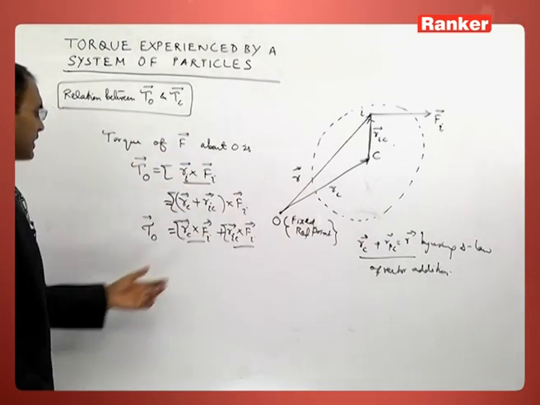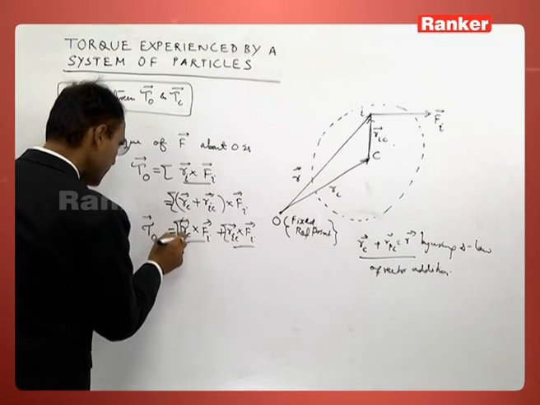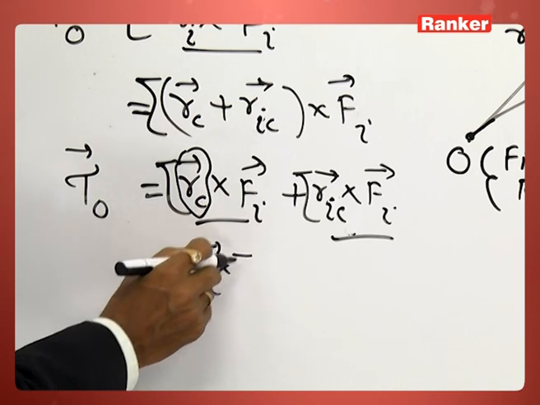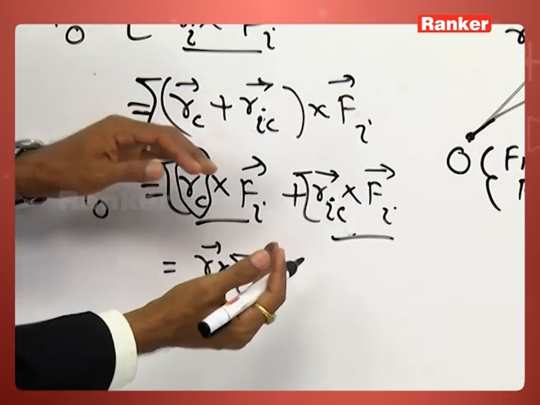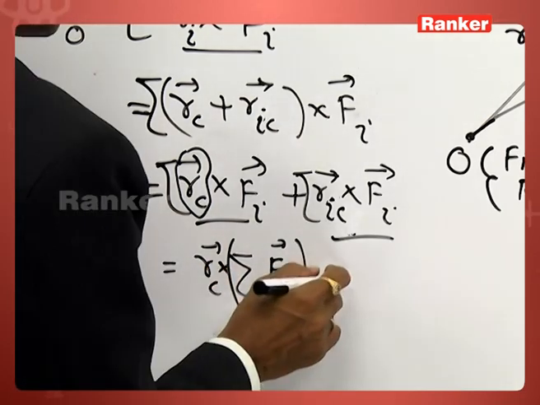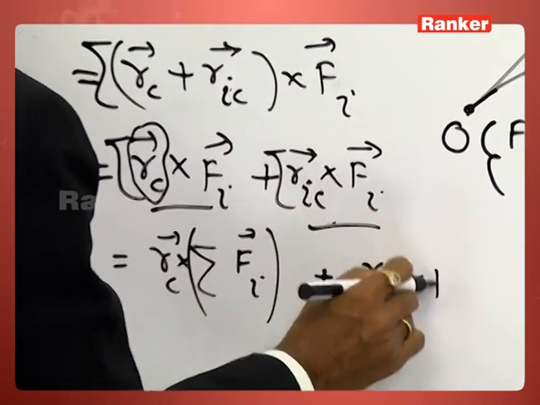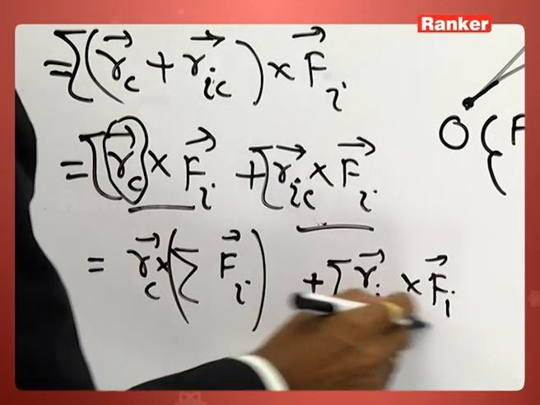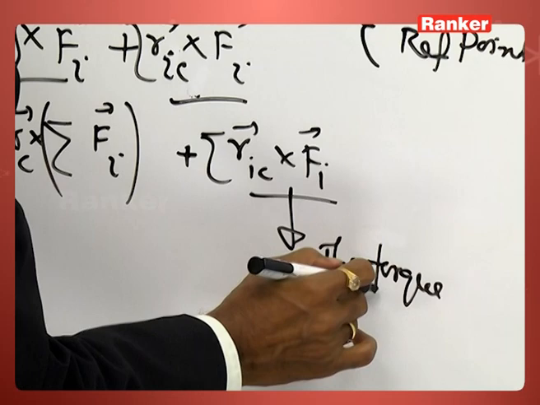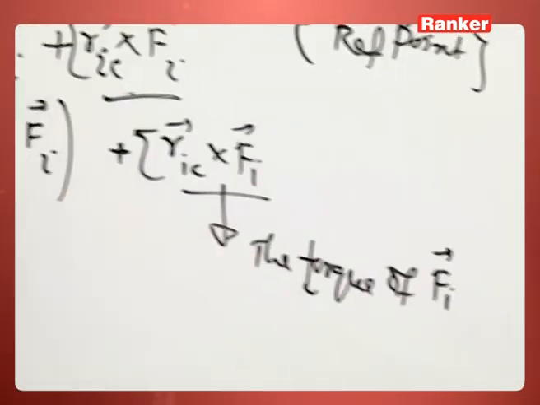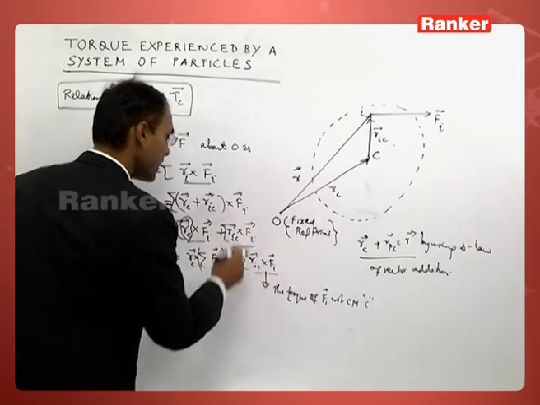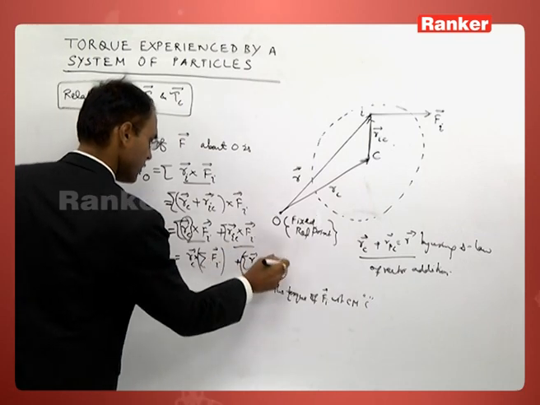When you are proceeding in general, we are getting these two terms. Here you can note that this vector is a constant vector for all the forces. Therefore, you have to take it out of the summation sign. RC cross the sum of all external forces, plus the sum of Ric cross Fi. This signifies the torque of Fi with respect to center of mass C, and the summation signifies the sum of the torque produced by all external forces with respect to center of mass.